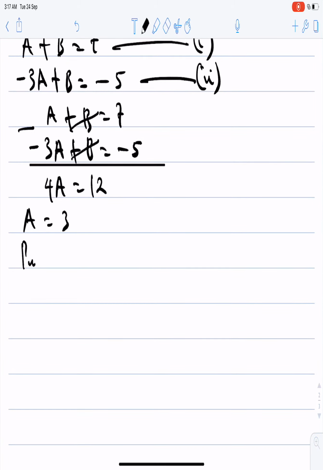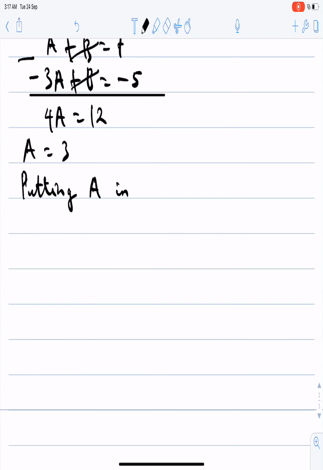Now I can put a in equation 1 or equation 2 to get b. Let me put it in 1. Putting a in equation 1, 3 plus b equals 7. That means b equals 7 minus 3, which is 4.